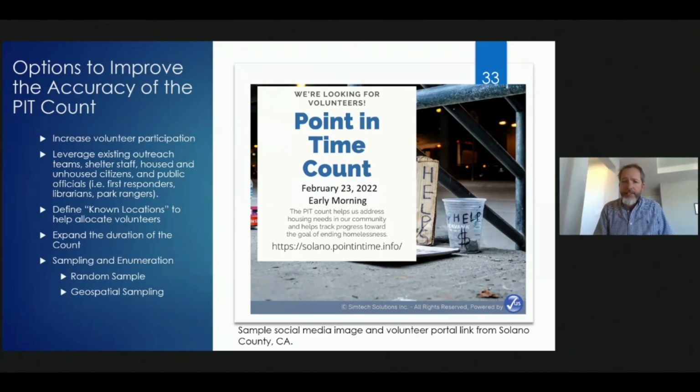Up front, try to drop pinpoints on a map with whatever tools you have to identify known locations, so that way you can concentrate your volunteers in those areas and do some targeting. Again, use your outreach staff, your public officials, your park rangers, your librarians, etc. They're public servants, and the homeless population is part of the public, so ideally you bring them in. Broaden that window of the count, and then use sampling and enumeration as needed to make sure it's a tight estimate.